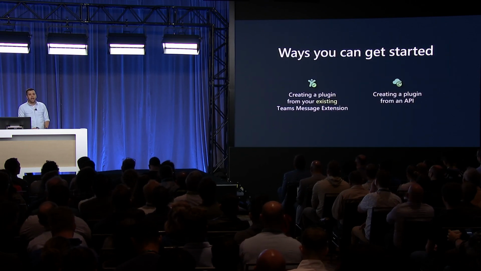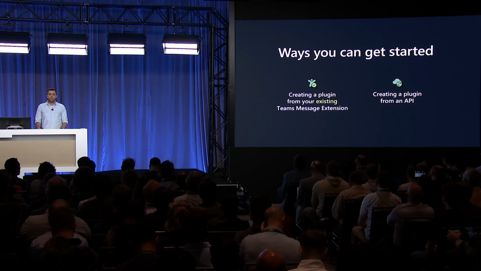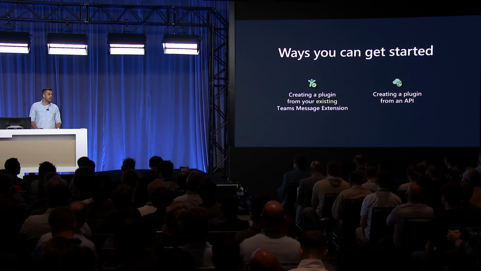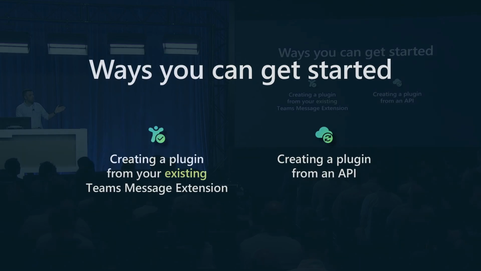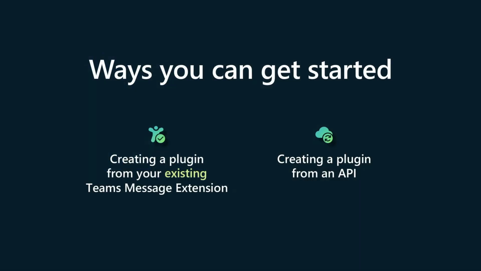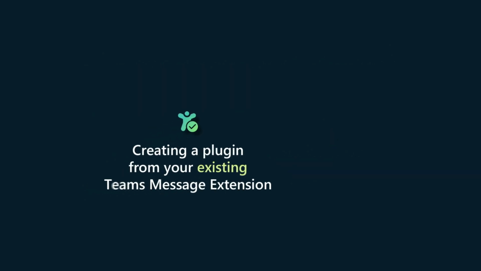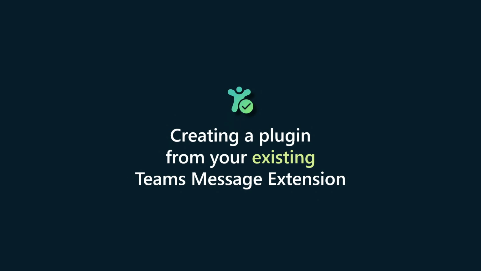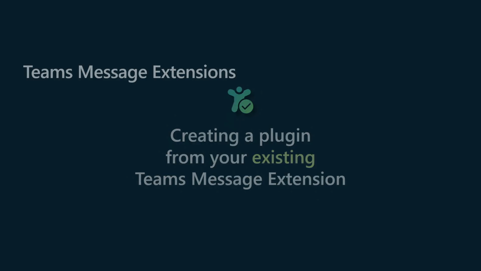So now let's talk about how you create a plugin. There are going to be several ways to create a plugin. We're going to talk about 2 different ways today. We're going to start with how to create a plugin from your existing Teams message extension, and then we're going to talk about creating a plugin from an API. Let's start with creating a plugin from a Teams message extension.